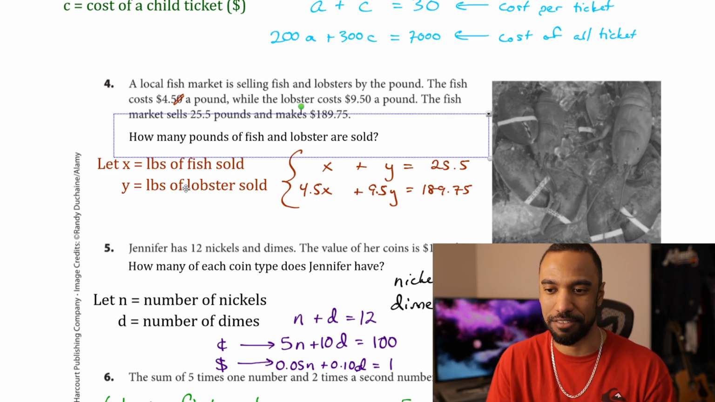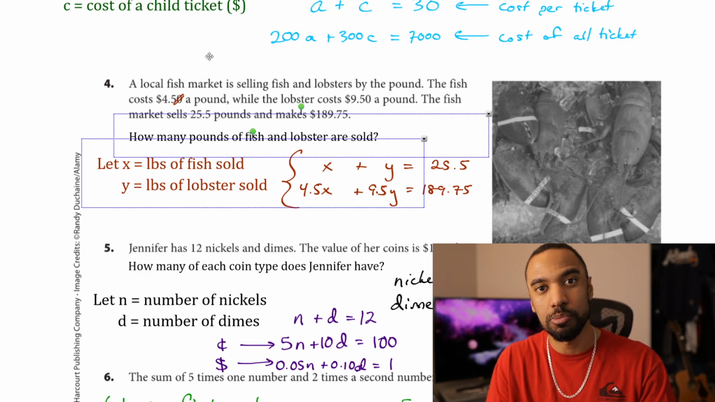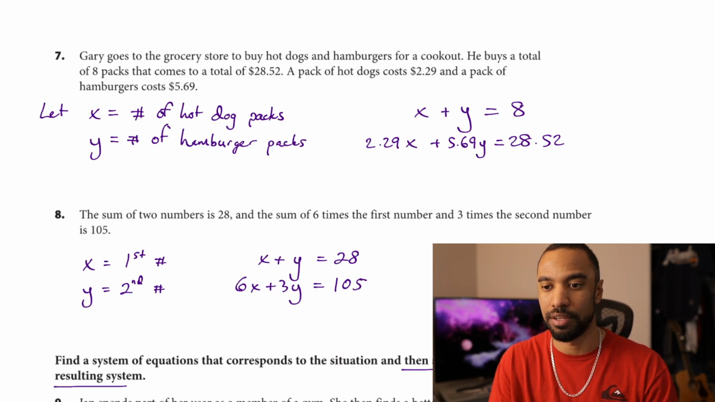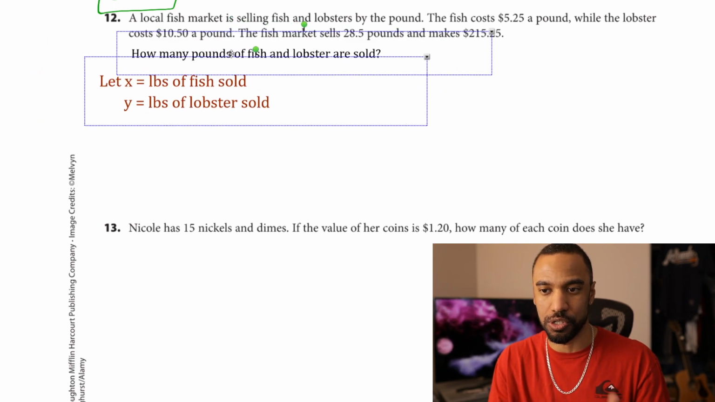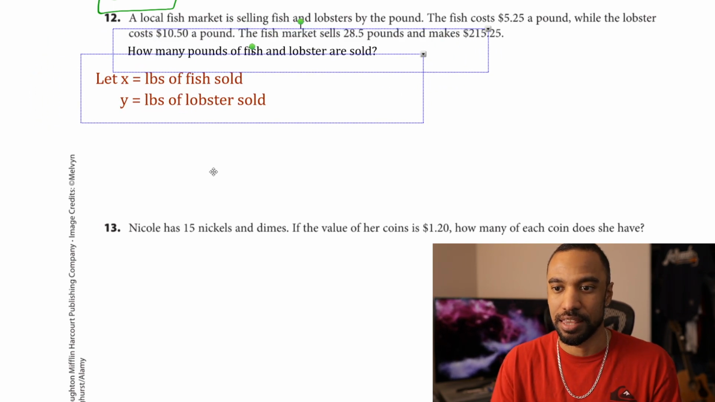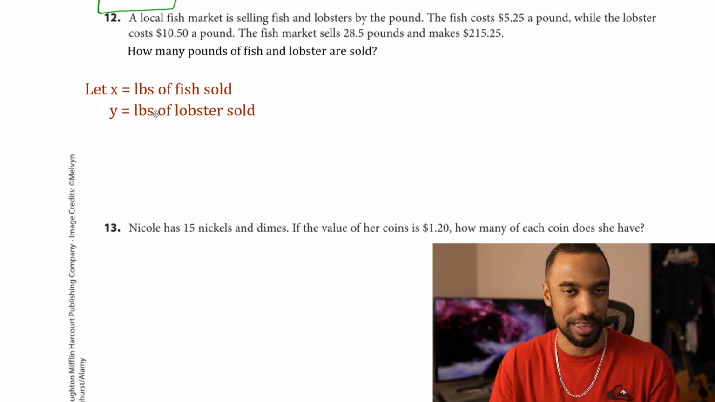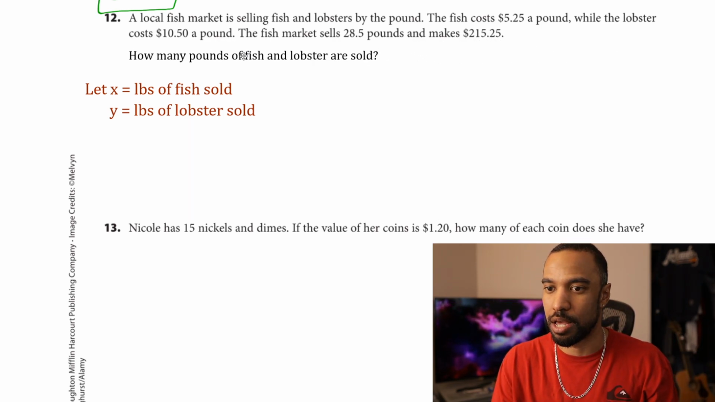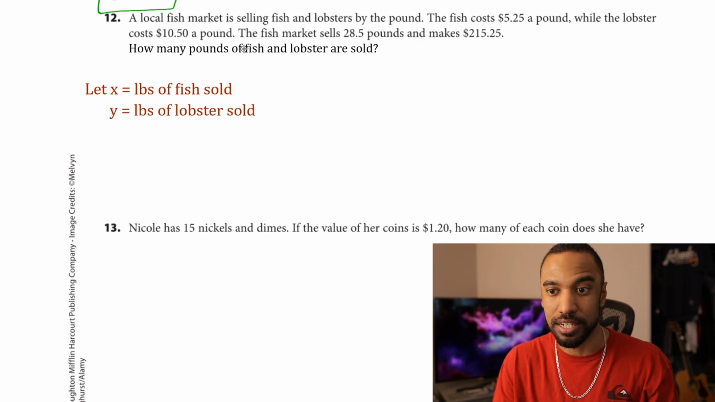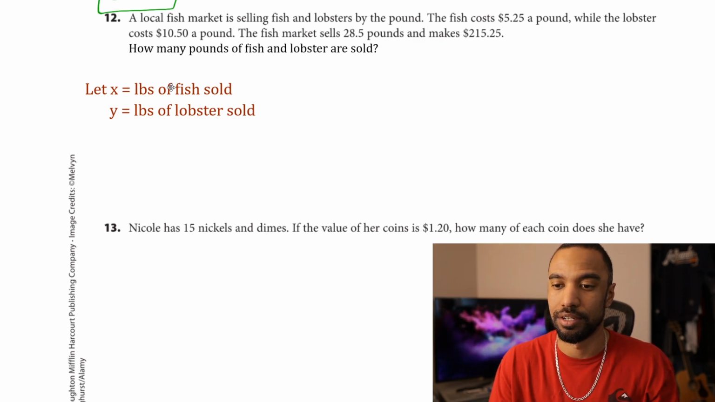This book, again, having a bit of a typo. You know, I poo-poo on this book a lot, and for good reason. There are a lot of errors for something that is actually sold to schools, and schools use a lot of them. In fact, this is an updated version, and they really should go back and correct it. But how many pounds of fish and lobster are sold is the question they did not ask, but we've got to solve for here.